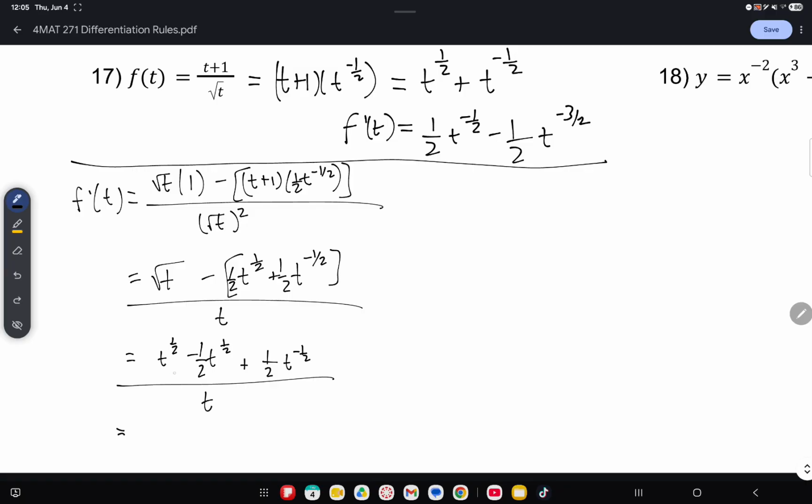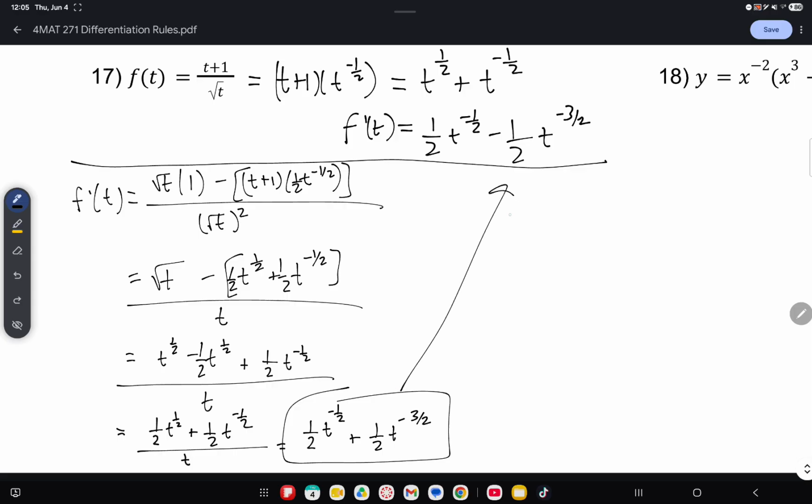So when I combine these like terms here, we get 1 minus 1/2, which is 1/2 t to the 1/2 plus 1/2 t to the negative 1/2 all over t. And if I simplify that further, it's going to be 1/2. And I can use exponent rules to subtract. So 1/2 minus 1 is negative 1/2. And then negative 1/2 minus 1 is negative 3/2. So we can see that it actually does simplify all the way down to the same thing. So we can use either rule there.